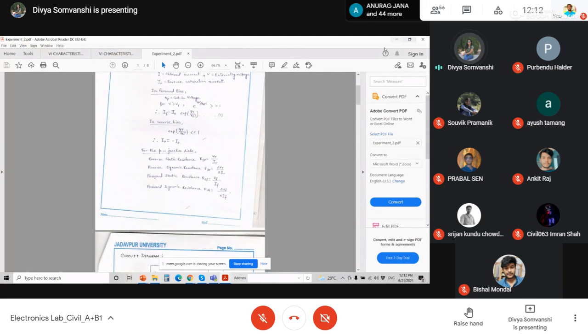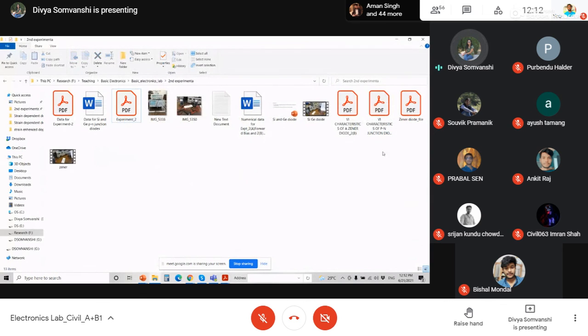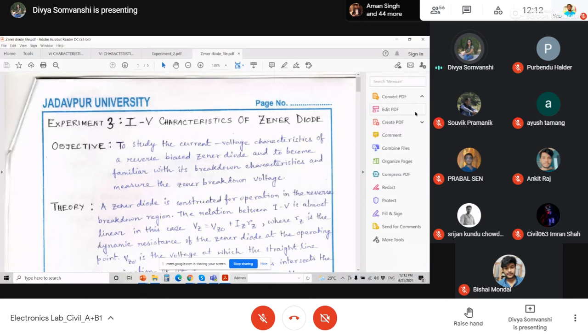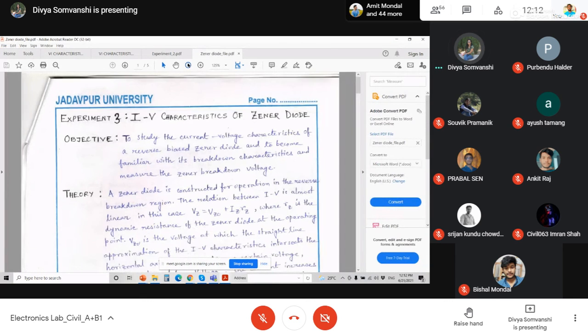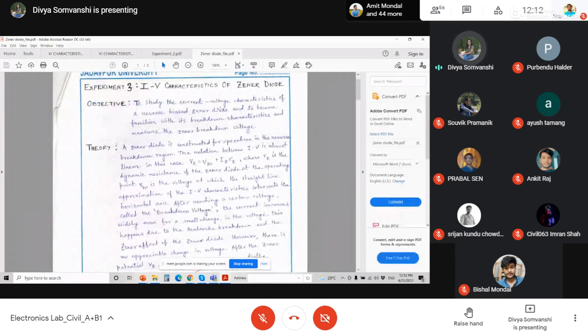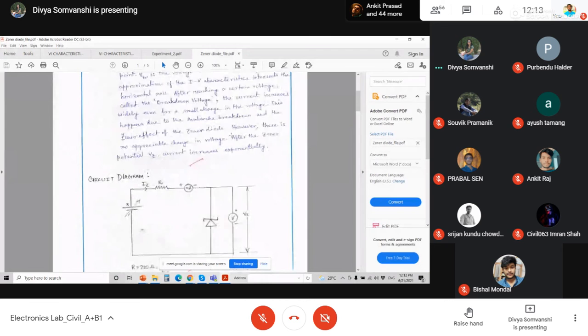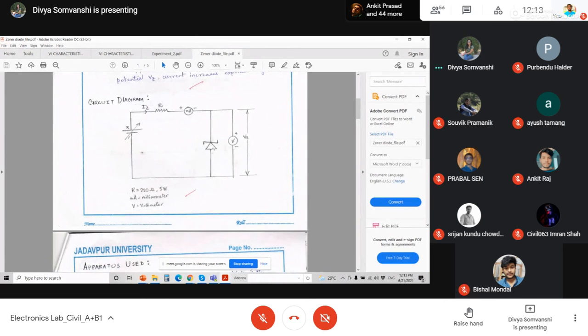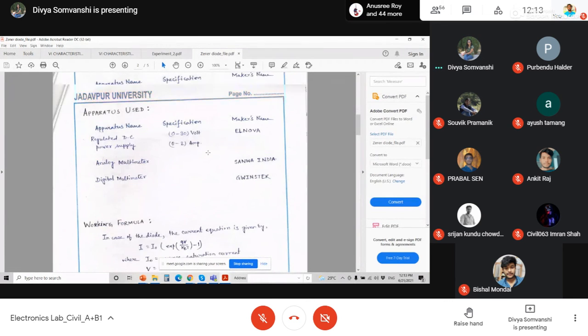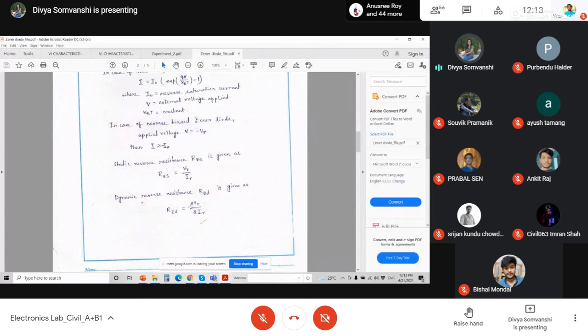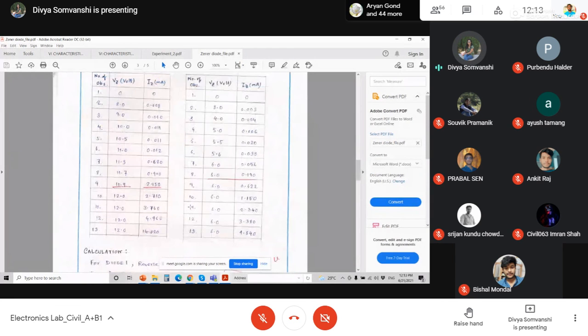So this is your PN junction diode. If I go to your Zener diode file, right? Your Zener diode also has the IV characteristic. What is the objective, you have to write down the theory and what is your circuit diagram here. Operators required, working formula, and again the experimental data you have to put here.